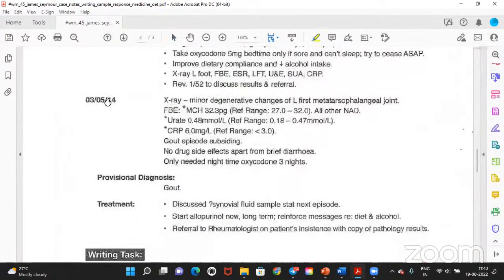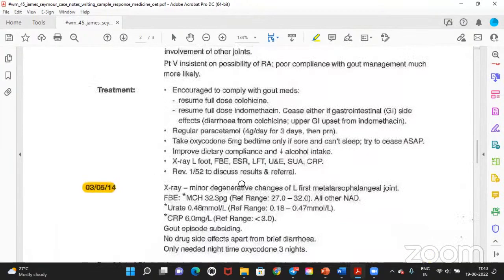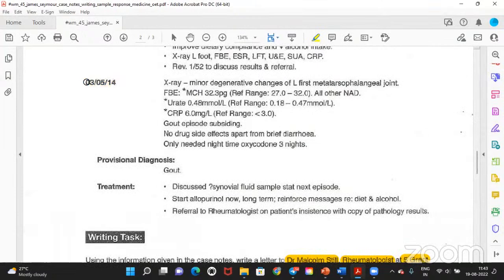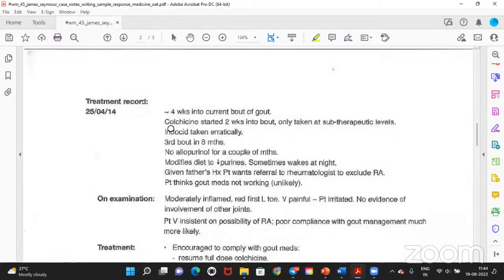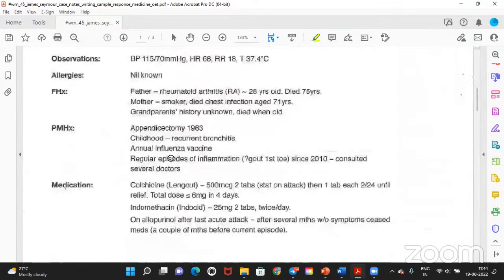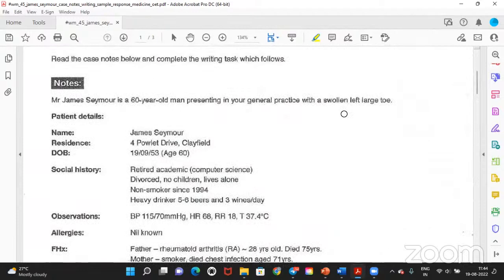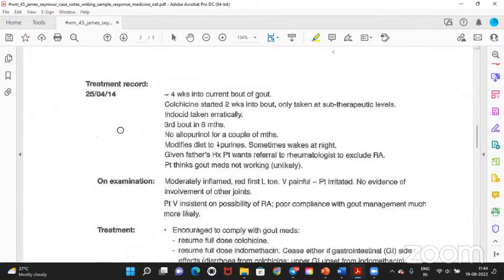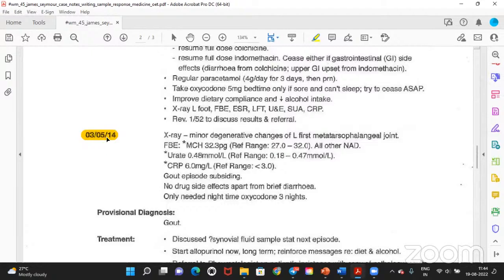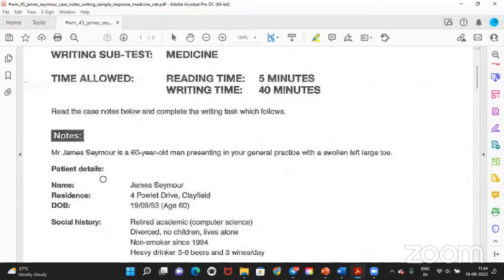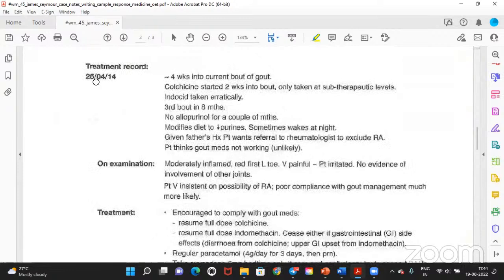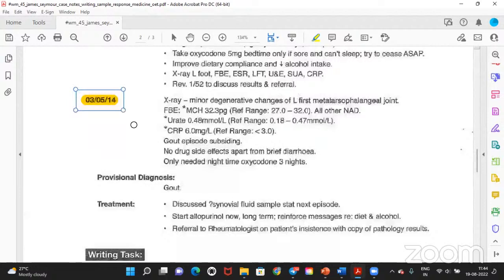3/5/2014. Okay. 3/5/2014, this is the date. And these are visits, general practice. Visit treatment record. Fine. 3/5/2014, 2/4/2014, 3/5/2014. Okay, so this is the last date. So you are referring after this one. On this date, you are referring to a rheumatologist. That's it.